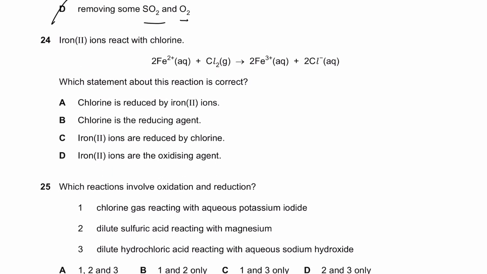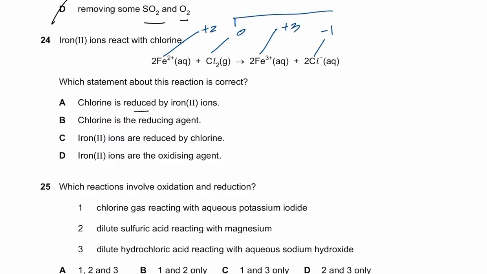Question 24 says iron 2 ions react with chlorine. Which statement about this is correct? Okay, it's about reducing agents. So all talking about reducing agents and oxidizing agents. Let's first write the oxidation state. So iron is +2. Chlorine is in a pure elemental state, it's 0. Iron here is +3 and chlorine here is -1.